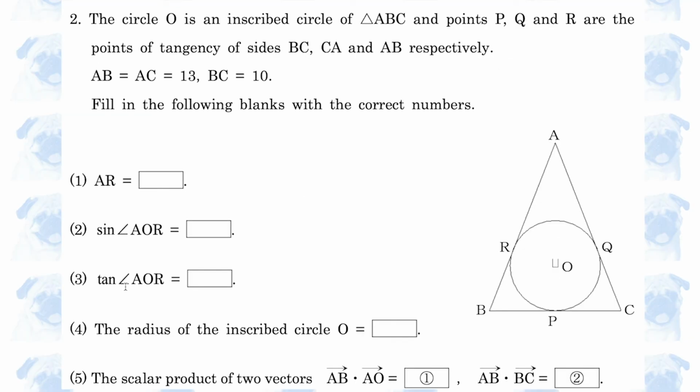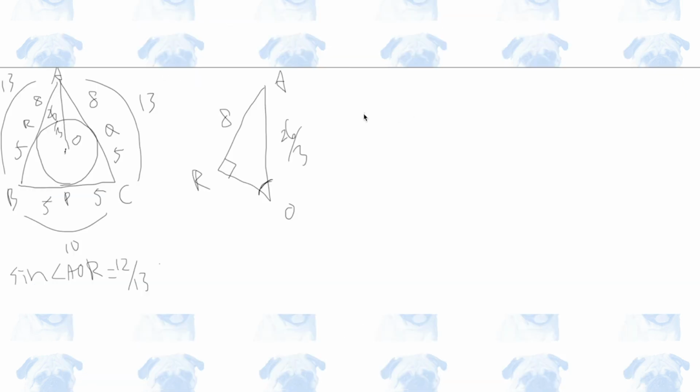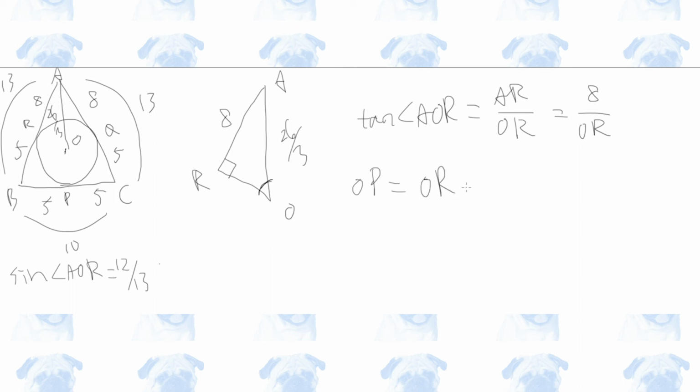Find the value of tangent AOR. So tangent AOR would be AR over OR. So we only need to find the length of OR, which happens to be the radius of the circle. To find the radius, OP is the same as OR because both are radii, and this is equal to AP, this length, minus AO, and we know both AP and AO. AP is equal to 12 and AO is equal to 26 over 3, which is 10 over 3.